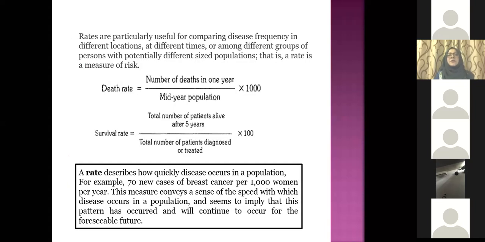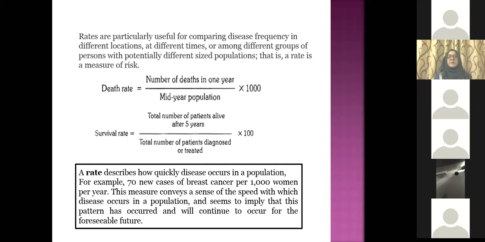Rates are particularly useful for comparing disease frequency in different locations, at different times, or among different groups of people with potentially different population sizes. That is, the rate is a measure of risk. So for rate, we are actually measuring the risk of a disease during a certain period of time, or during a particular time or mid-year population.